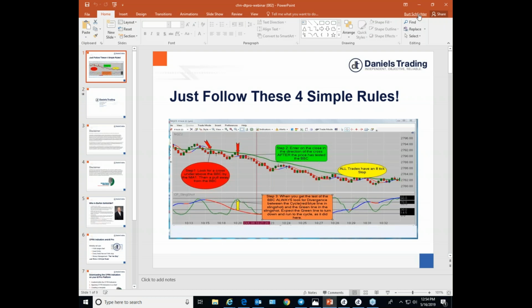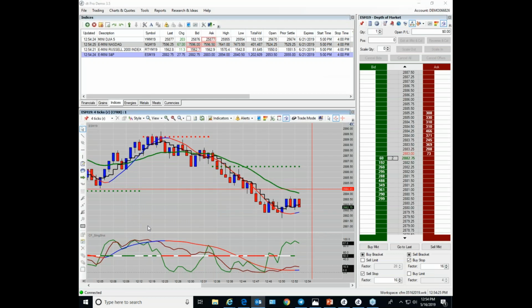The platform that we are featuring is the DtPro platform. It's the platform I support, and it's the same platform that Michael and Dwayne use inside the training room. What you're looking at now is the DtPro platform with the indicator set already built into it.